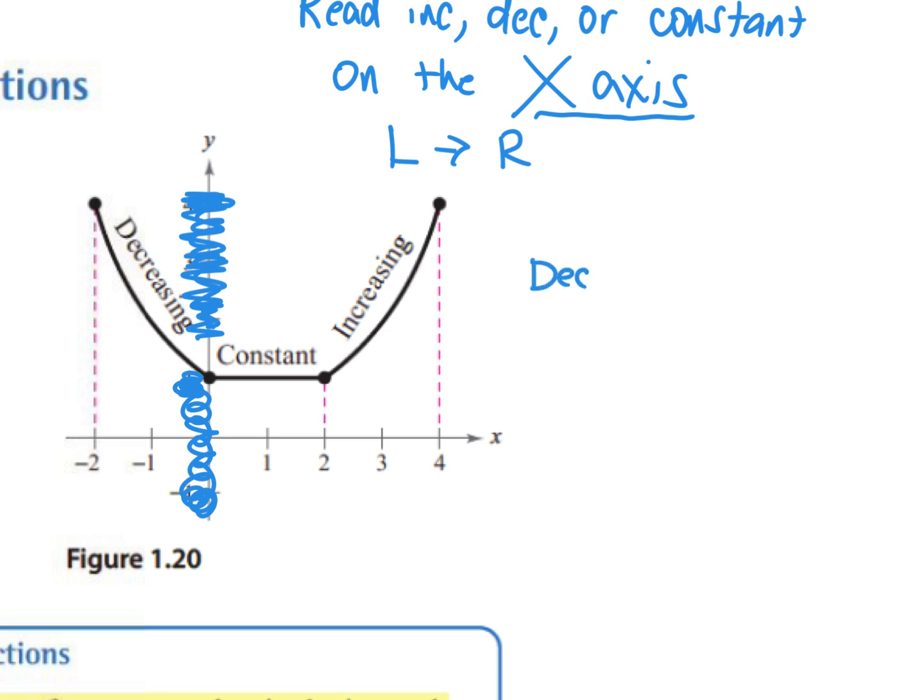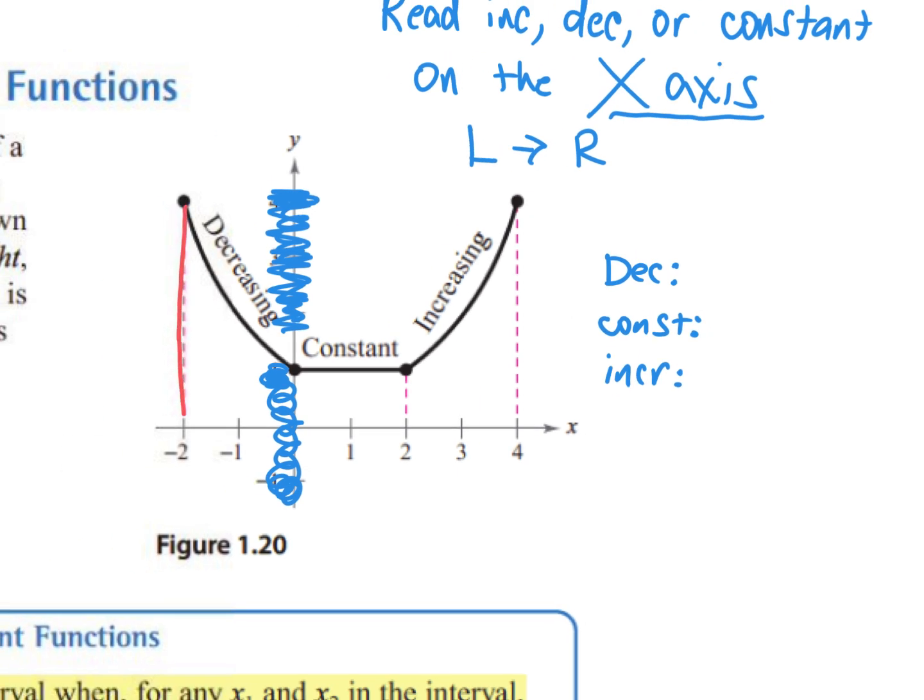So I'm going to write decrease. I'm going to write constant. I'm going to write increase. Can a graph increase more than once? Sure. Can a graph have decreases more than once? Yes, absolutely. You might have more intervals than just one. That's okay. But we read from left to right.